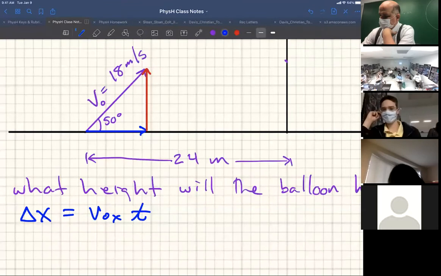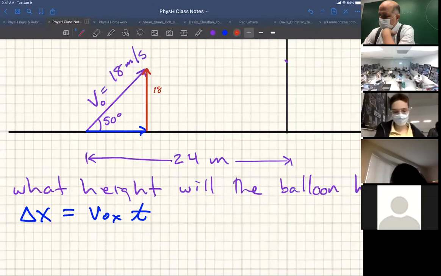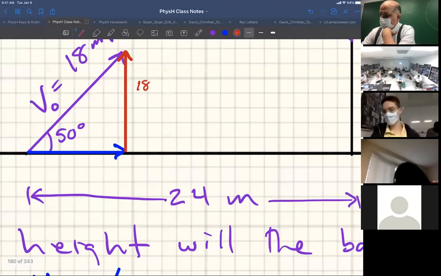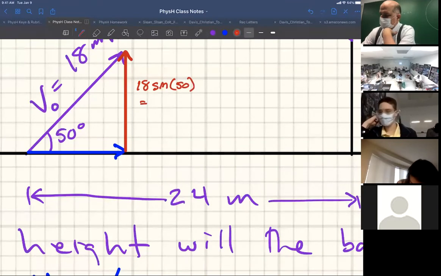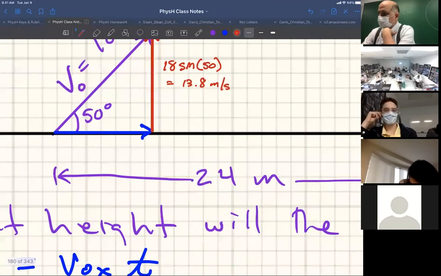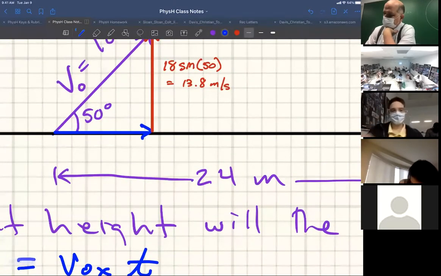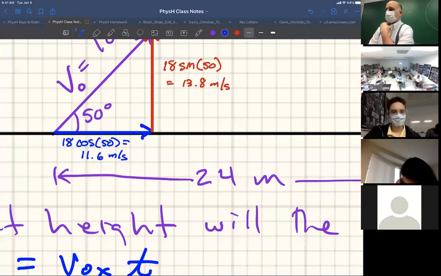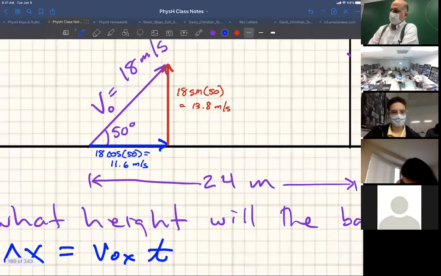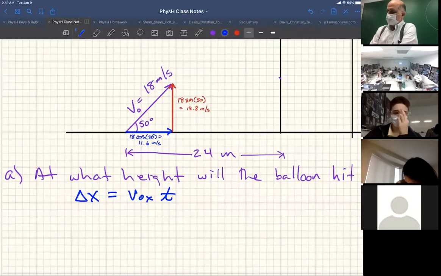So the vertical component is 18 times the sine of 50, which I believe is 13.8 meters per second. Okay. And then horizontally, it's 18 times the cosine of 50, which is equal to 11.6 meters per second. Okay.